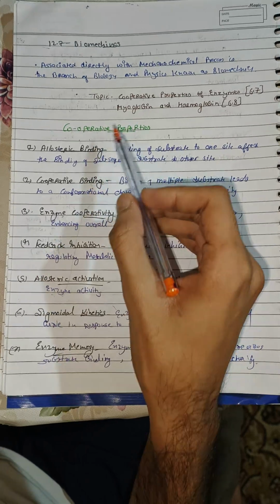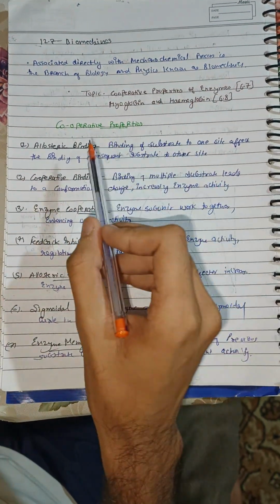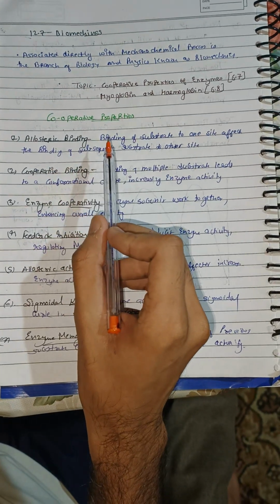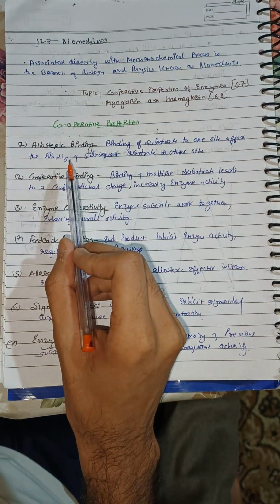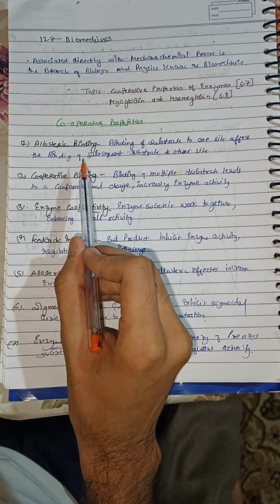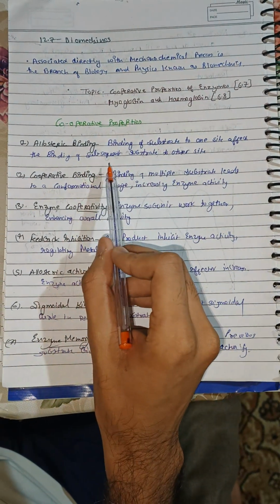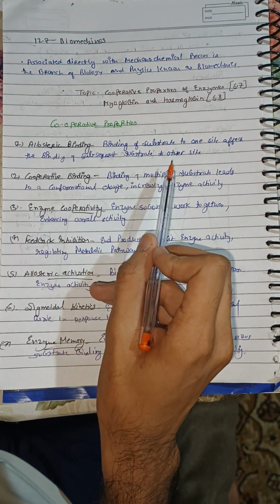Today my topic is about the cooperative property of enzyme, and myoglobin and hemoglobin. My first topic is the cooperative property of enzyme. The cooperative property of enzyme includes allosteric binding. What is allosteric binding? The binding of a substrate to one site affects the binding of subsequent substrate to another site.